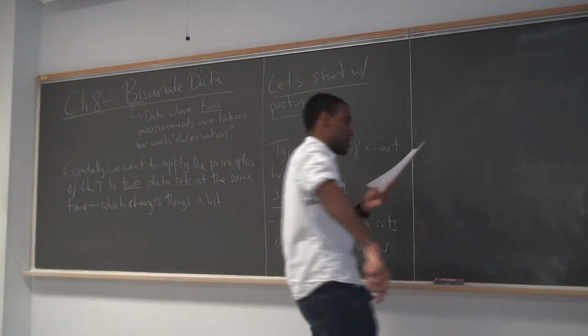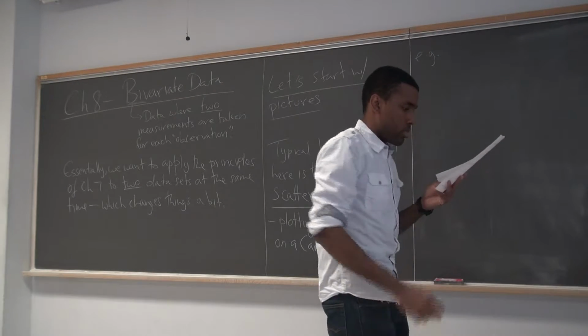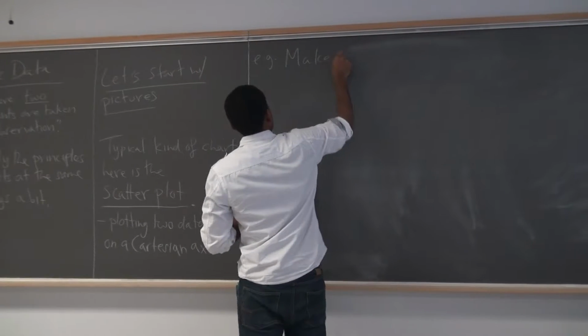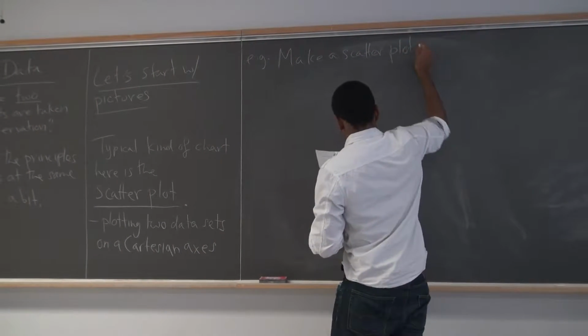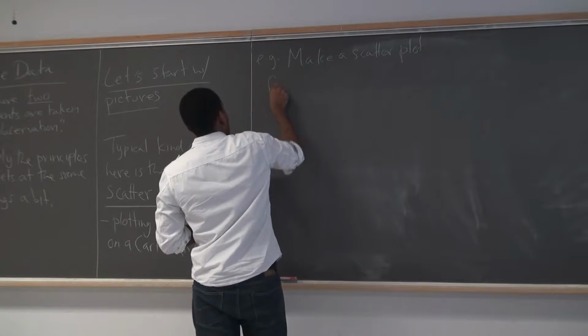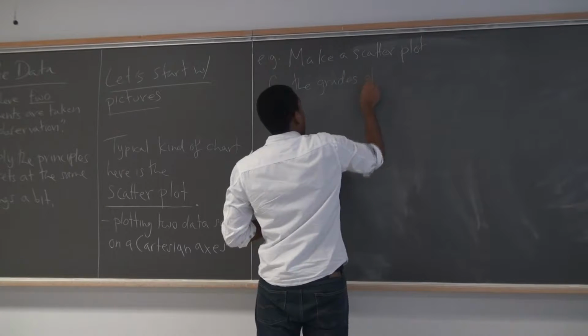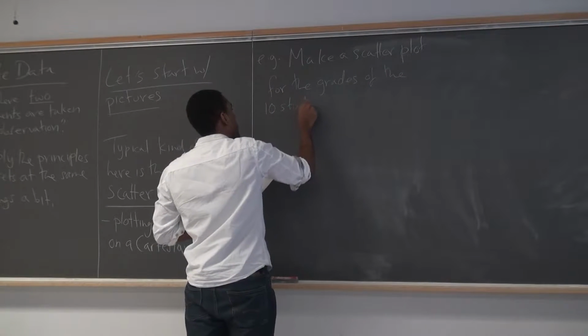So let's actually just jump right into an example, because I think it's straightforward. Make a scatter plot for the grades of the students.